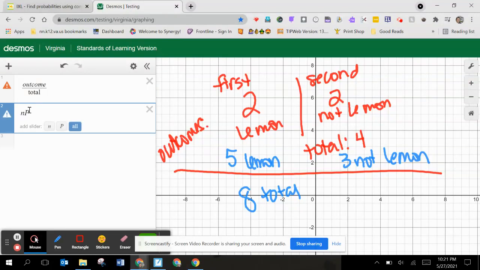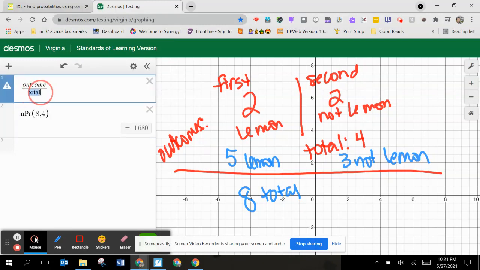We want to know how many different ways we can put in order 8 different sports drinks if we're handing out 4 of them. And the total number of ways we can hand out those 4 sports drinks in a specific order is 1,680 different ways.